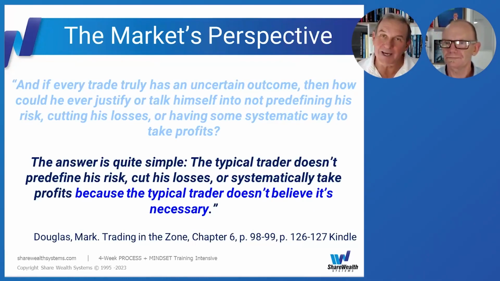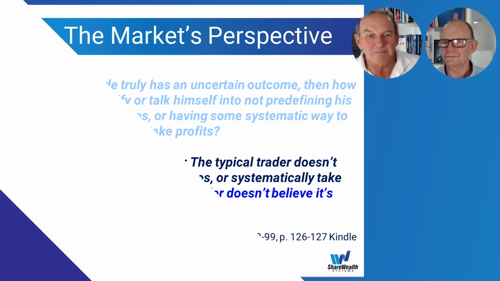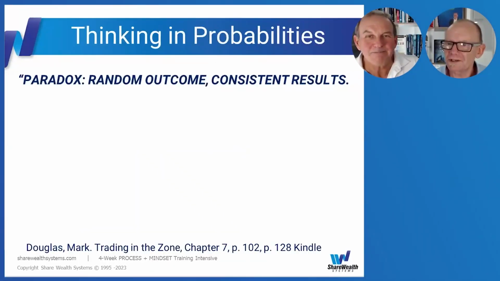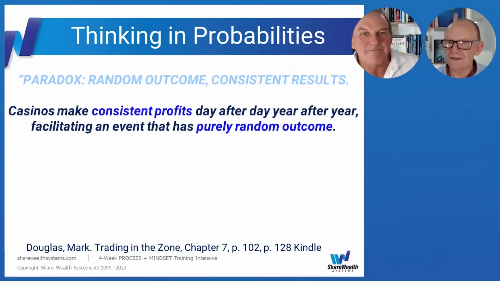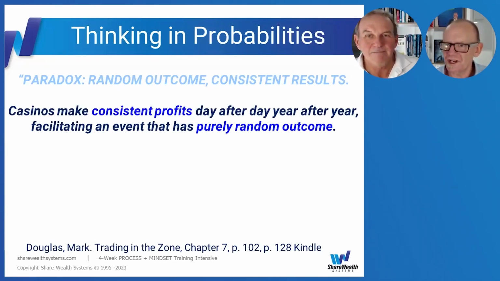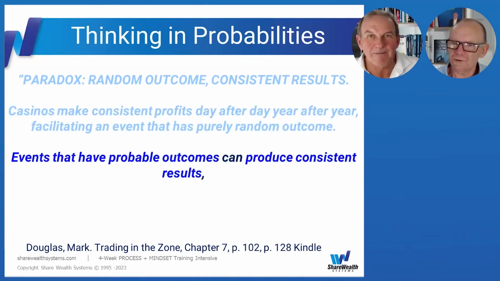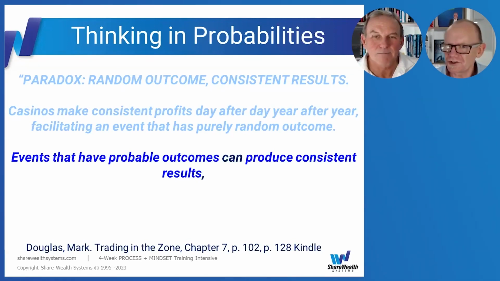So how do we get these skills? As we've said many times, you've got to do it with a mechanical system. So, paradox: random outcome, consistent results. Which is what we've spoken about. And this is the uncertainty principle, really: at the micro level, the random outcome; at the macro level, consistent results. So casinos make consistent profits day after day, year after year, facilitating an event that has a purely random outcome. And we spoke about this in previous sessions: events that have probable outcomes can produce consistent results.